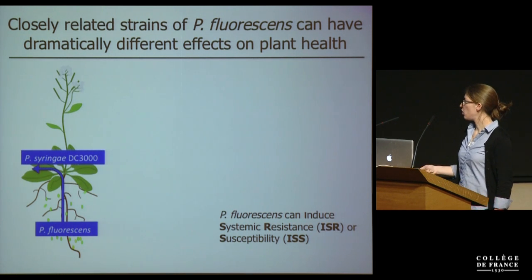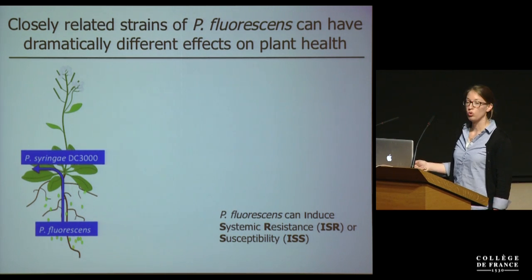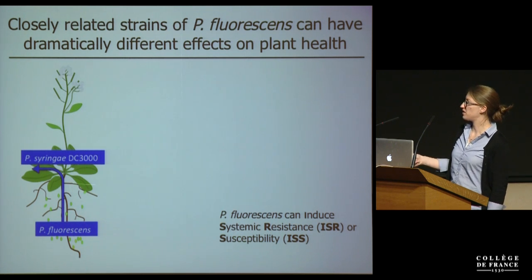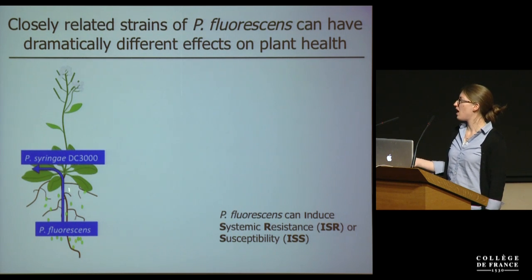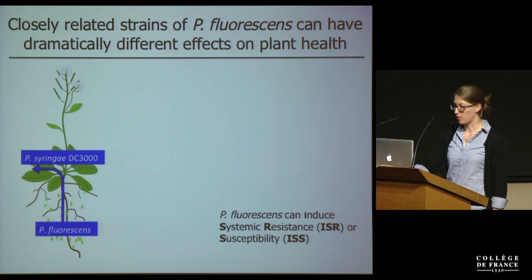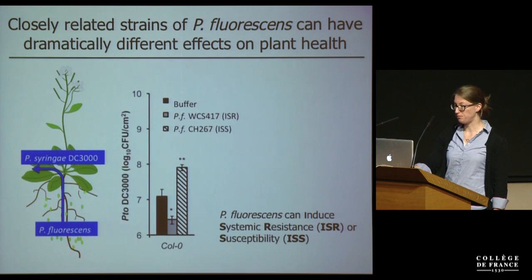This is an assay where you can look at systemic defenses against a pathogen. Here we treat plant roots with Pseudomonas fluorescens and then challenge leaves with a plant pathogen. In this case, I'm using Pseudomonas syringae, so it's a little confusing because it's two different Pseudomonas. But this is a plant pathogen, Pseudomonas syringae, and the fluorescens are the beneficial microbes. We found that fluorescens in these assays can either induce resistance to this pathogen or susceptibility, and that's dependent on which strain is present.